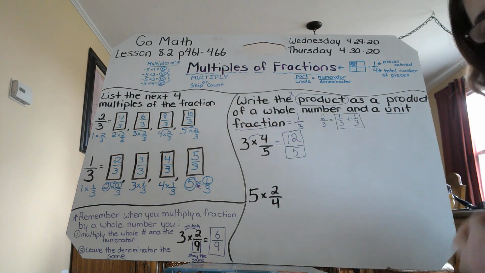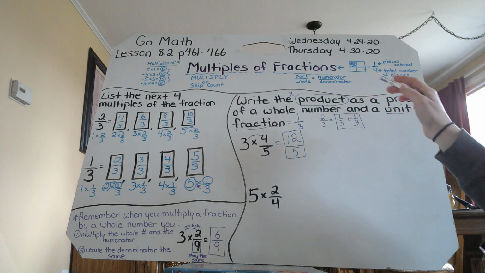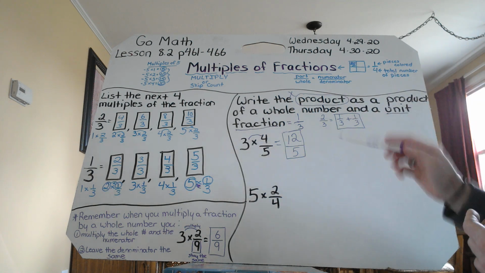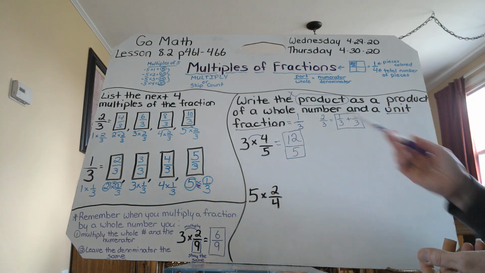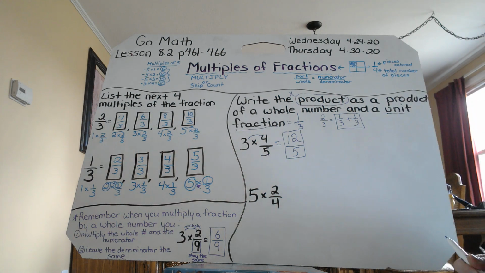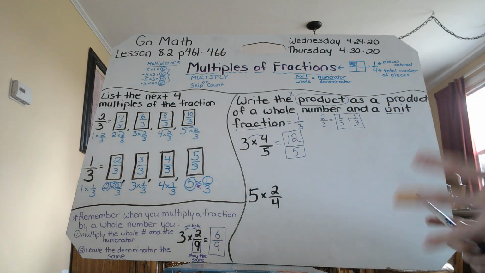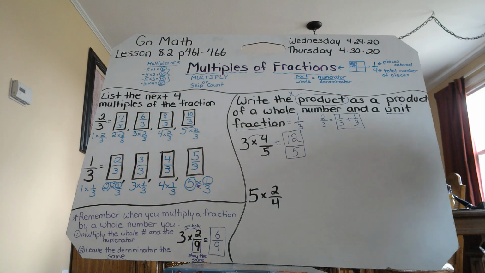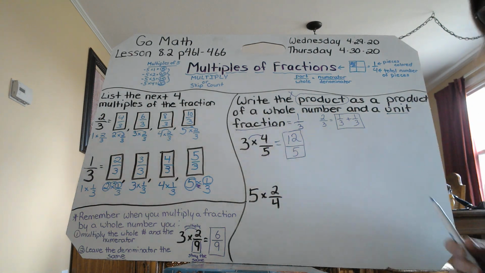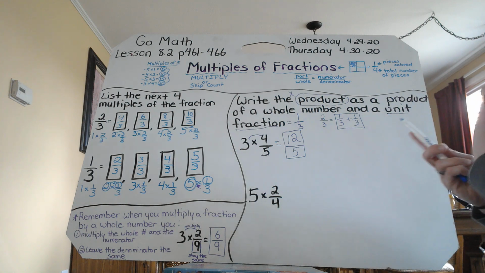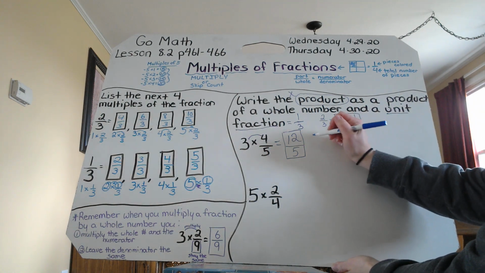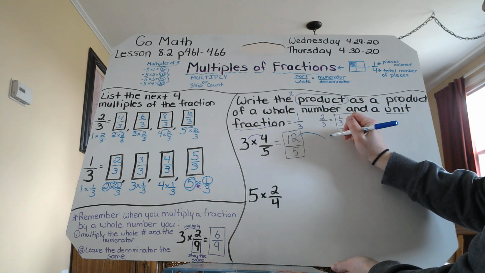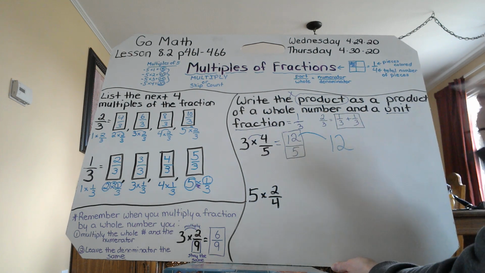But if you reread our instructions, it says write the product as a product of a whole number and a unit fraction. I need some unit fractions there, and I need a whole number. Now, ladies and gentlemen, this is exactly what we did on Monday. So when we have a fraction like that, and we need a whole number and a unit fraction, if you remember what we did on Monday, we take our numerator here, we pull it all the way over here, and it becomes our whole big number.